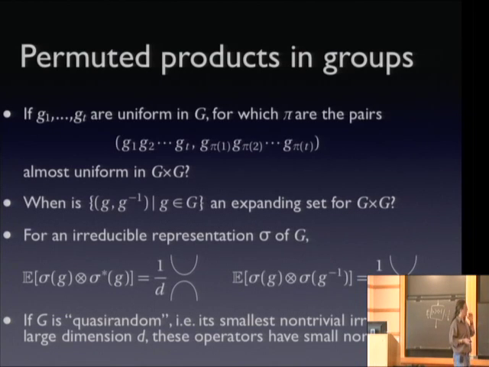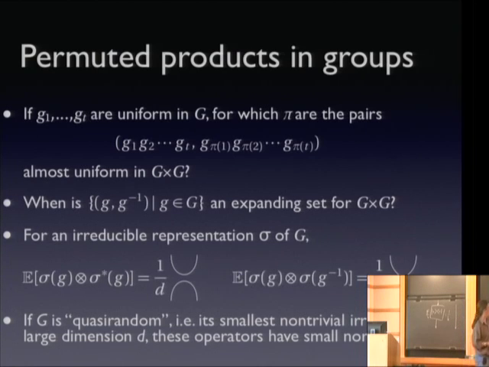So here is a smaller version of this question. For simplicity, I'm going to take G1 through GT uniformly from the entire group. What I really want is taking it from some generating set. But then I'm going to ask, let's look at the pair. I take the product of these group elements, and then I take them again, but in some order, some permutation of the T things. And then I'd like to know, when are these two products nearly independent of each other? So when is this pair almost uniform in G cross G, the set of all pairs of elements?